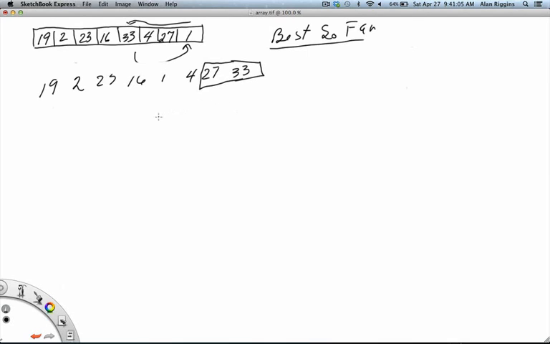So now, having placed the 27, we scan down the array and look for the largest element: 19, 2, 23, 16, 1, 4. So the 23 is the largest element in the array. So we swap the 23 with the element at the end, which is a 4. We now have 19, 2, 4, 16, 1, 23, 27, and 33.